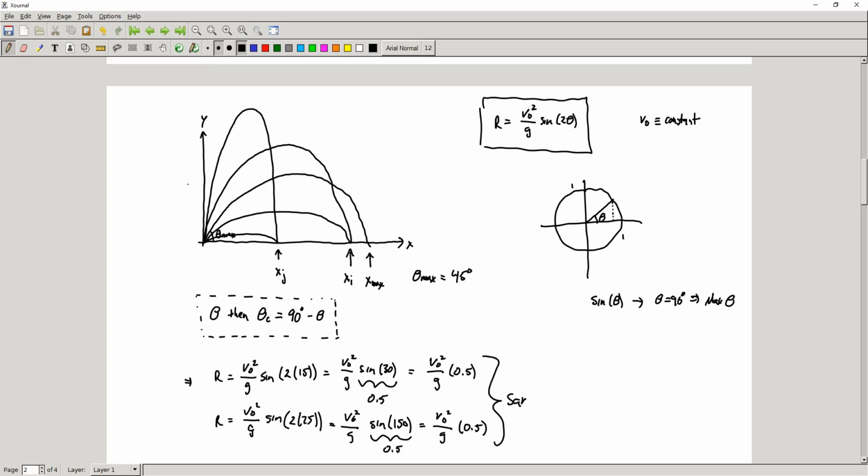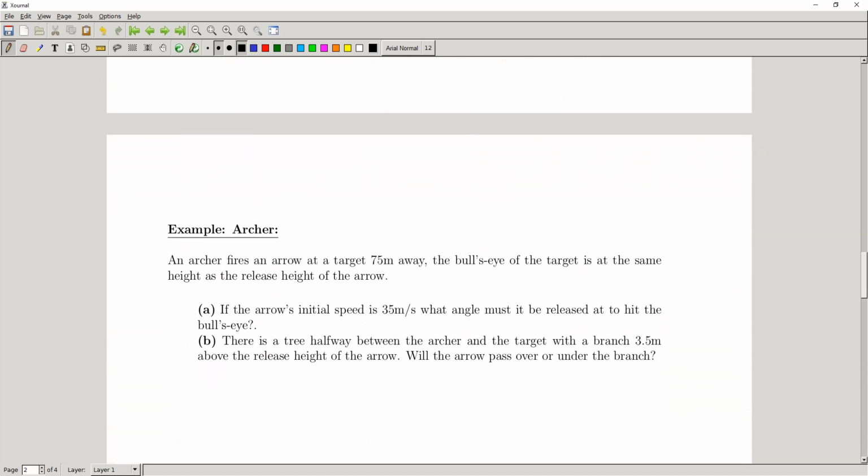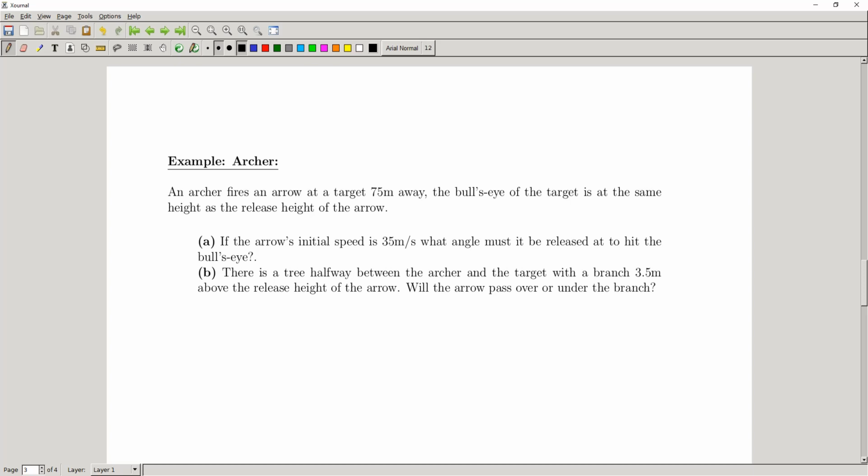These are the same. Okay, and all this just to demonstrate that if our launch angle is not 45 degrees, there are two launch angles at which we're going to get the same range. And so that's just a short discussion on the range formula. We're now going to do an example in which we apply the range formula to an actual problem. Okay, so we have our archer example here.